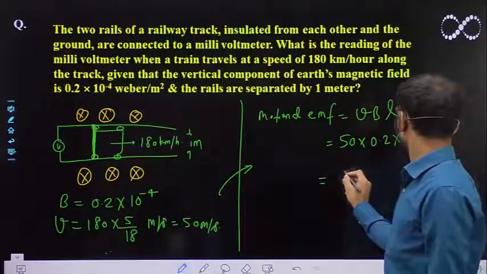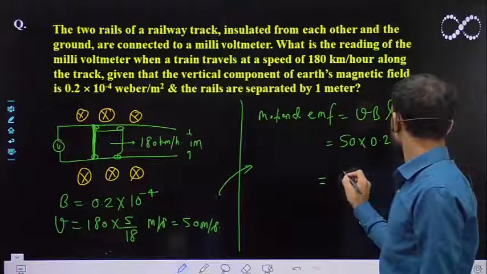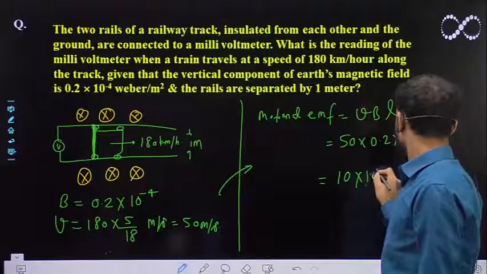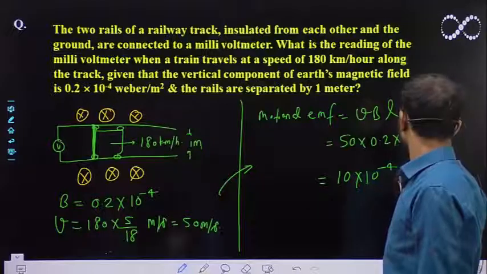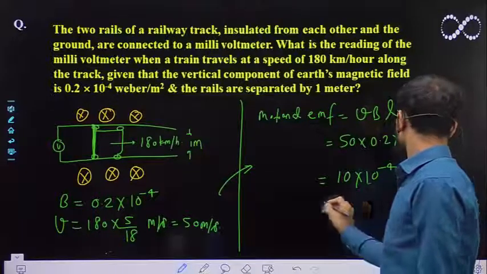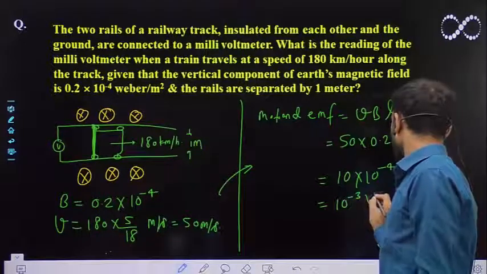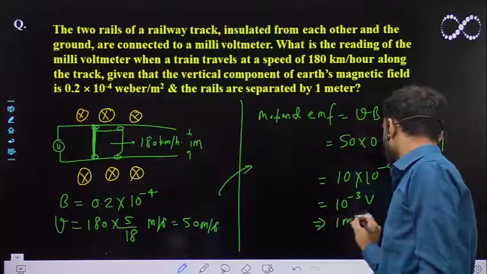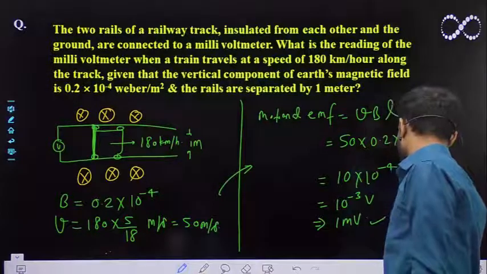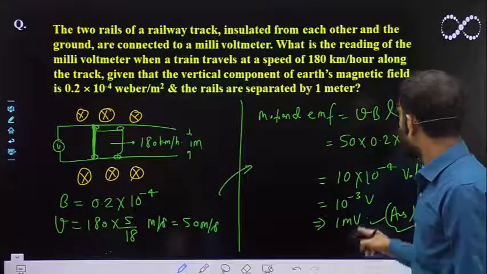So see how much is coming: 10 into 10 raised to power minus 4 volt. So we'll get here 10 raised to power minus 3 volt. So we can say like 1 millivolt. Okay, so the answer is 1 millivolt.